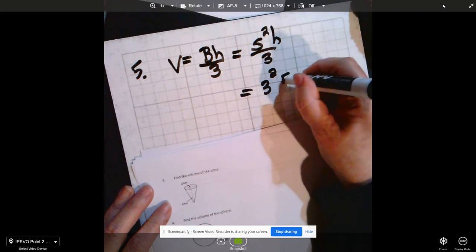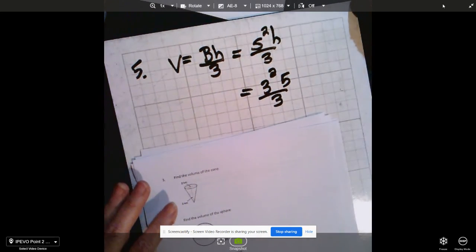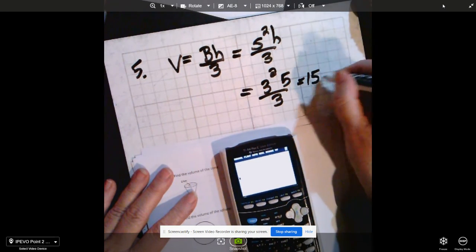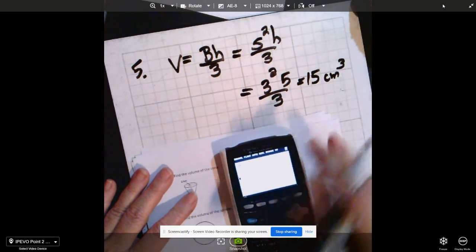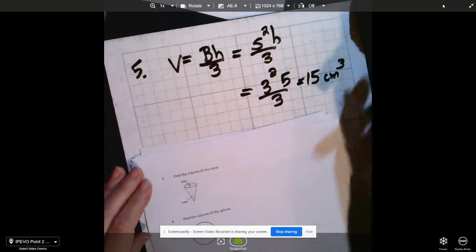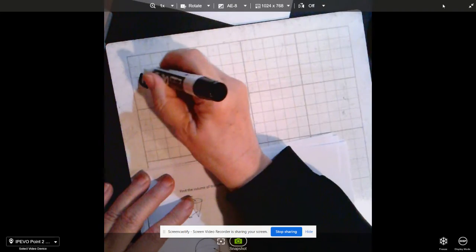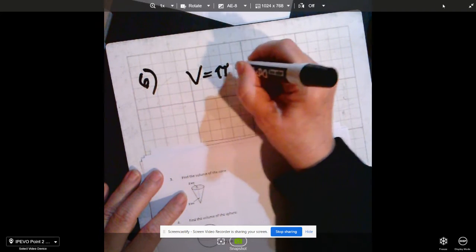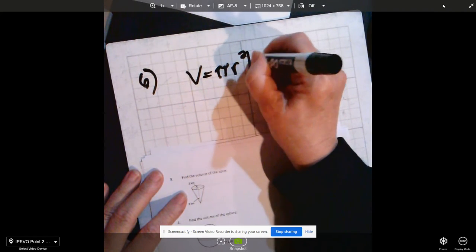The height of the pyramid is 5. I'm going to divide that by 3. So this would just be 3 squared times 5 divided by 3. And this would be 15 centimeters cubed. And number 6 says find the volume of a cylinder. The formula for a cylinder is pi r squared h.